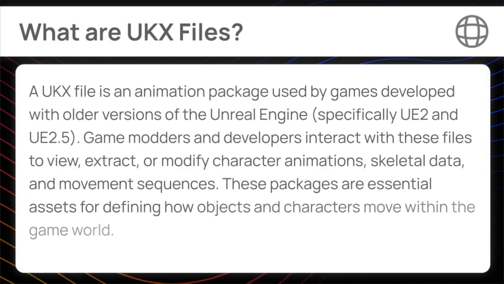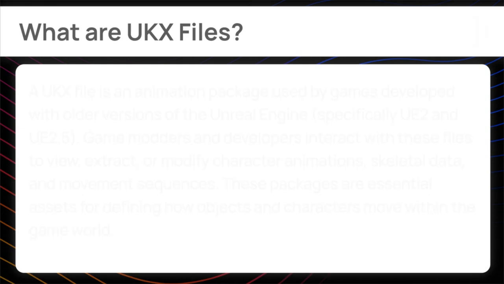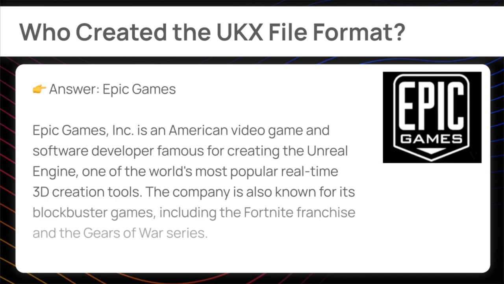A UKX file is an animation package used by games developed with older versions of the Unreal Engine, specifically UE2 and UE2.5. Game modders and developers interact with these files to view, extract, or modify character animations, skeletal data, and movement sequences. These packages are essential assets for defining how objects and characters move within the game world.